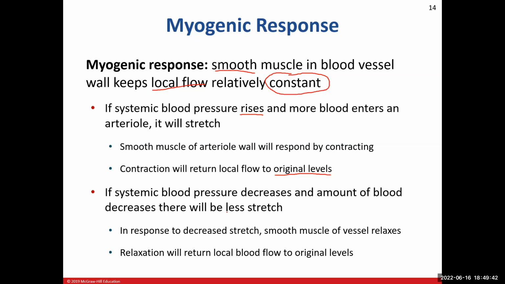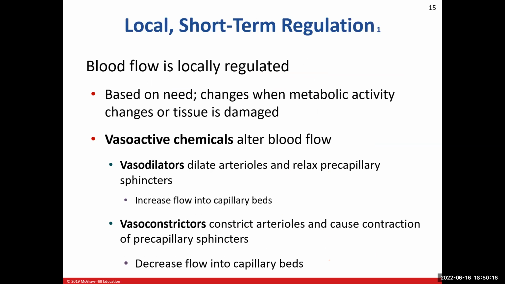there'll be a decrease in the amount of stretch on the blood vessel walls there. And so as a result, the smooth muscle cells will start to relax because there's less stretch there. And as they relax, the blood vessel will also relax and it will vasodilate. And so again, that will cause the amount of blood flow through that area to return back to the original levels here. So that's the myogenic response.